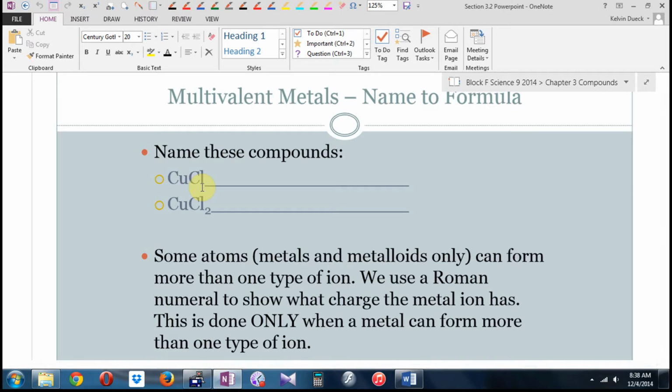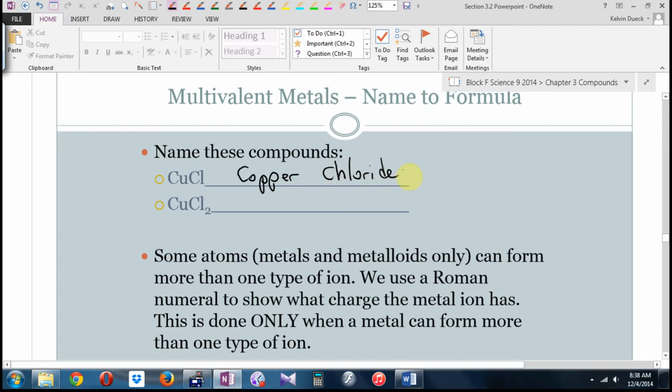Copper. What's Cl? Ide rule. What would you call this? Copper chloride. Name the second compound. Copper. Chloride. We got a problem.